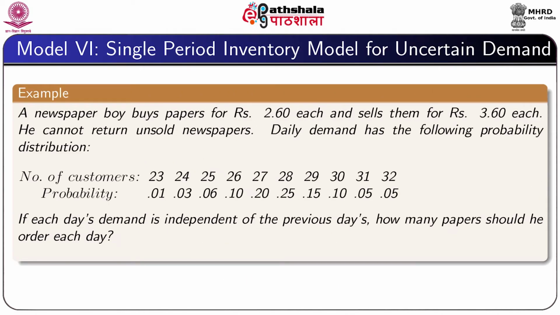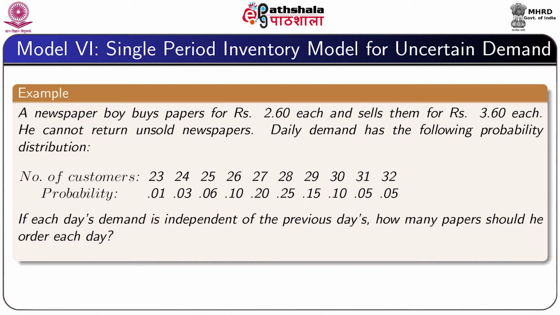Let us now consider an example. A newspaper boy buys papers for rupees 2.6 each and sells them for rupees 3.6 each. He cannot return unsold newspapers. Daily demand has the following distribution. Number of customers and probabilities are given as shown in the slide. It could be noticed that when the number of customers is 23, the probability is 0.1, and the number of customers varies from 23 to 32, where the probability is 0.05.